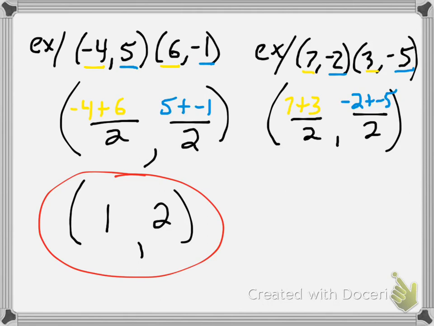Alright, so now we're ready to go ahead and start finding our midpoint. So again, we're going to add the x values right here together first. So 7 plus 3 is 10. 10 divided by 2 is 5. So that's the x value of my midpoint. Halfway done. For my y values, I'm going to add these two together. So I get negative 2 plus negative 5, which is negative 7.